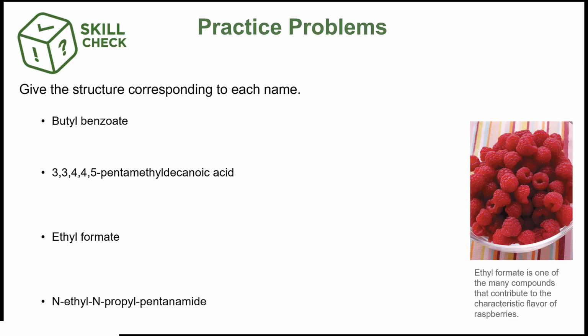So we can practice drawing a couple of these here. So butyl benzoate. The -oate tells me I have an ester. The benzene tells me I have a benzene. The carbonyl side is coming off of that. And the butyl is the carbon chain coming off of the oxygen. So I have 1, 2, 3, 4. For decanoic acid, the oic acid tells me I have a carboxylic acid. There's 10 carbons. This is 1.